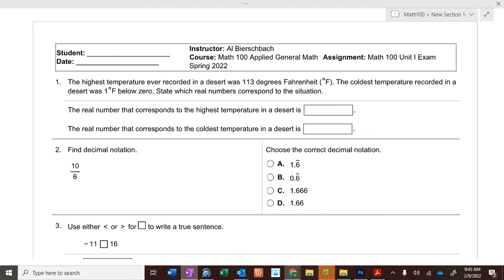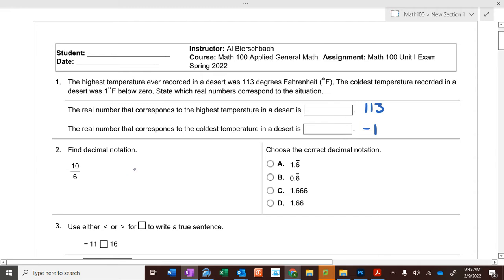Highest ever temperature recorded was 113. The lowest in the desert was 1 below 0. How do we write the 113? 113. How do we write 1 below 0? -1.